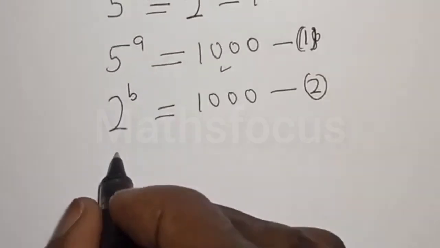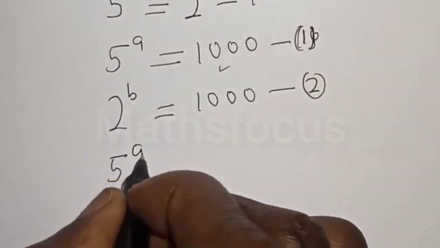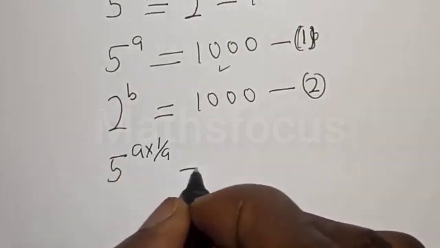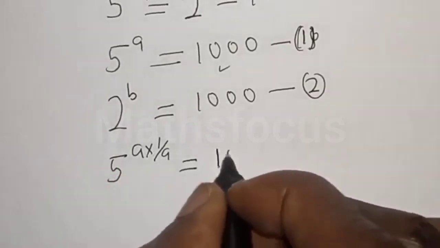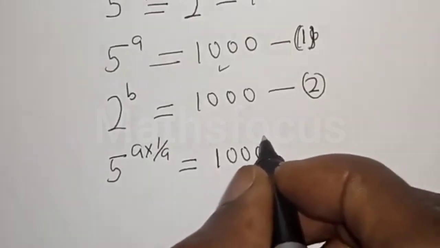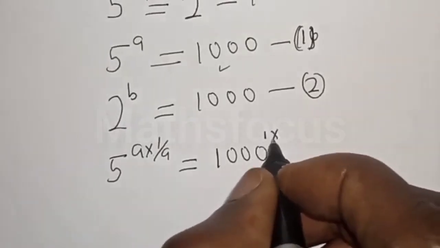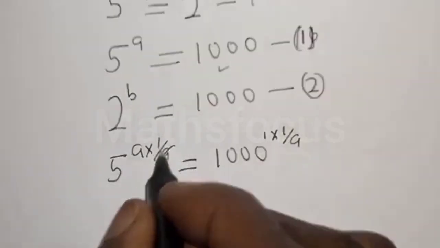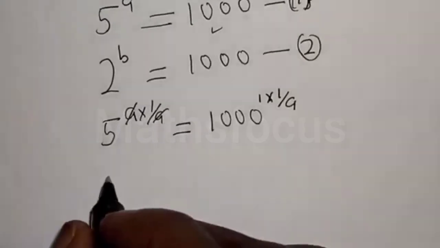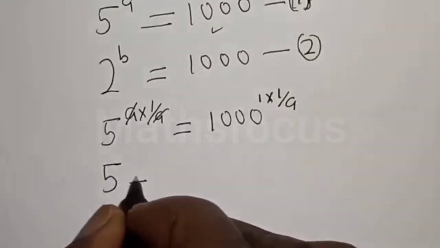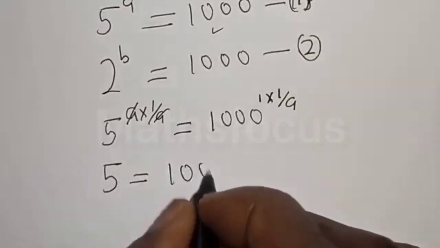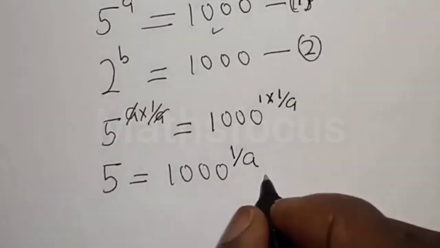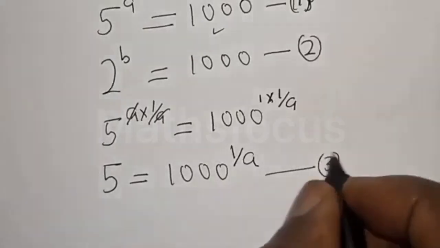We have 5 raised to power a multiplied by 1 divided by a is equal to 1000 raised to power 1 multiplied by 1 divided by a. Then this one we cancel this. We have 5 is equal to 1000 raised to power 1 divided by a. Let's call this equation 3.